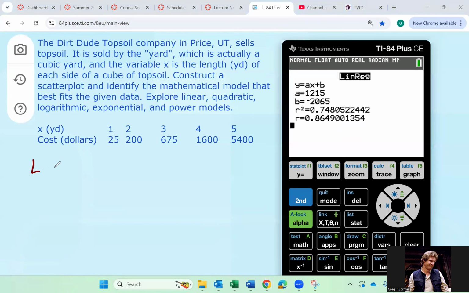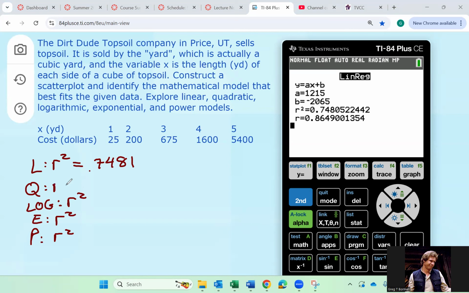So linear gives us an R squared value of 0.7481. Okay. And then we're going to do quadratic, logarithmic, exponential, and power. And we're going to get the R squared value for each one. That R squared value is going to tell us how good of a fit the linear function is, the quadratic function, for the data. And we just go for the biggest number. That's it. That's all we're going to do.